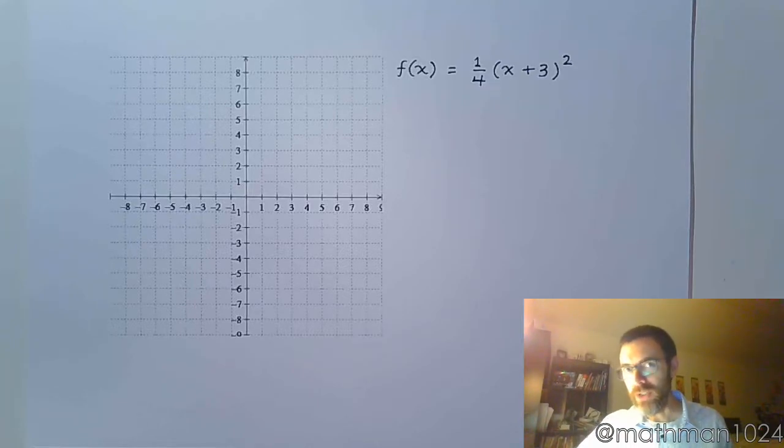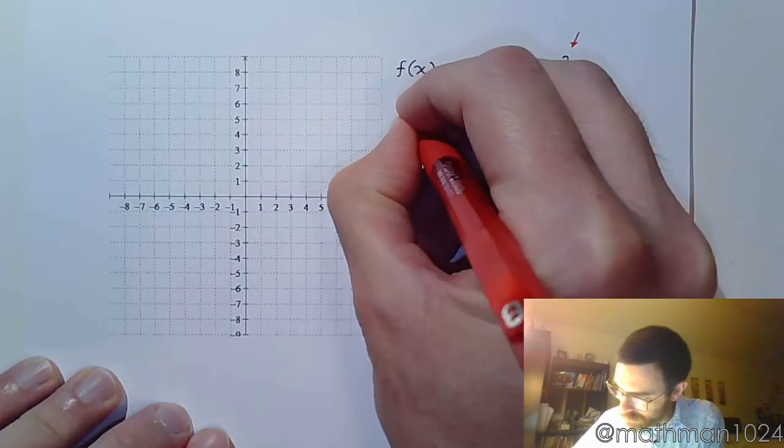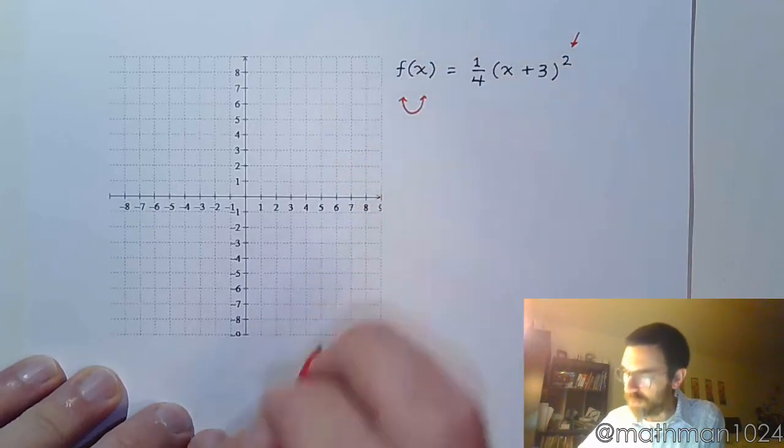In this video, we're going to continue to look at graphing nonlinear functions, starting with this guy. f of x equals 1/4 times the quantity of x plus 3 squared. So again, you look for the key markers that tell you what the shape is. So I see the square right here. That tells me that I have something that is a parabola, like this.